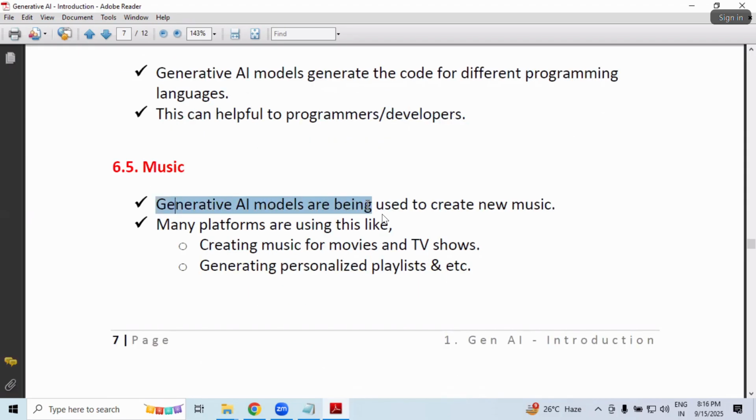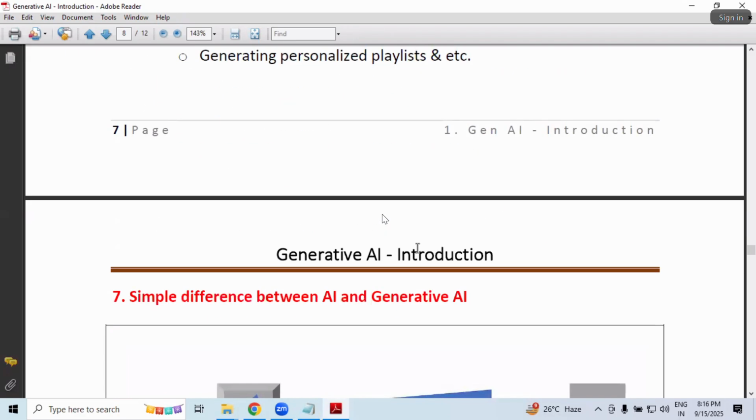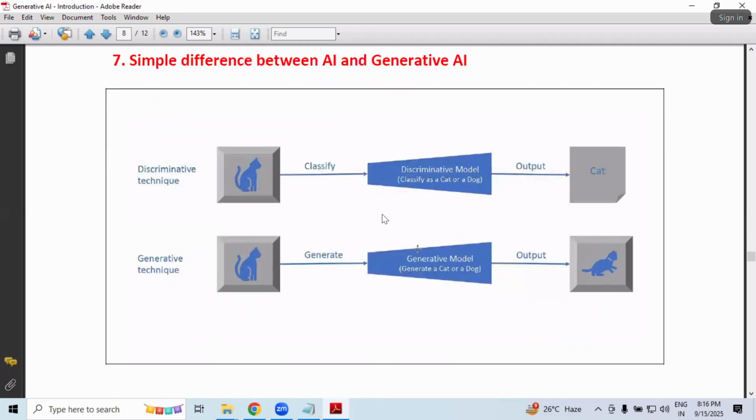Next one is music. Generative AI models can be used to create new music. Many platforms are using it. It is touching almost every domain. Just now I have given one example.